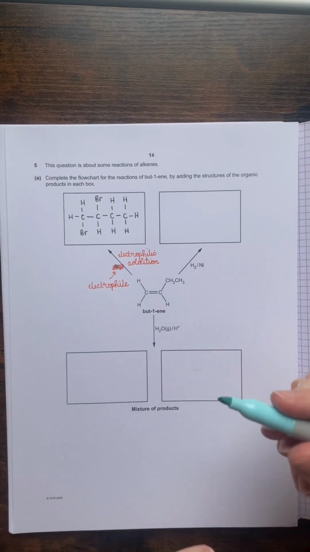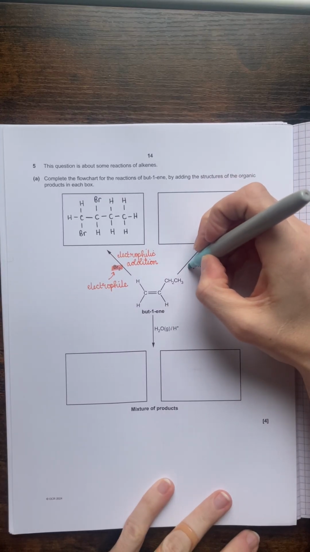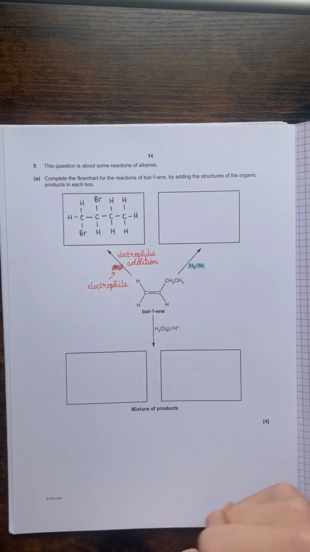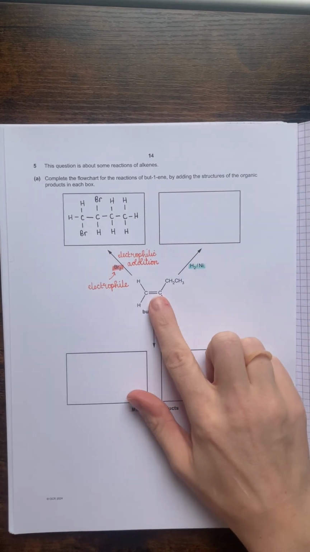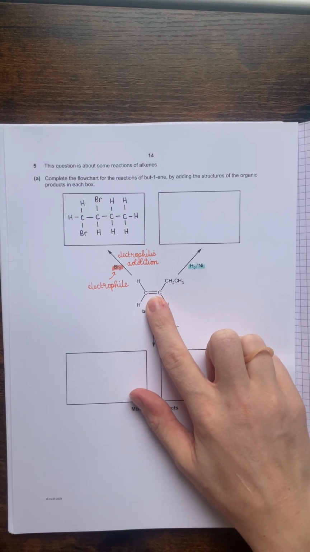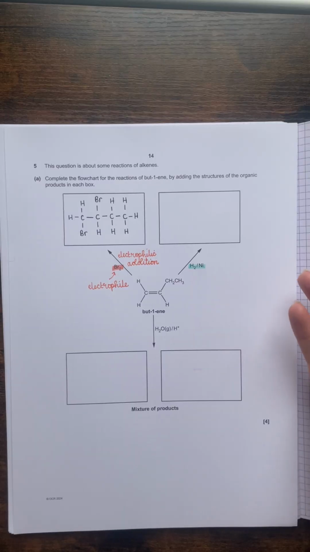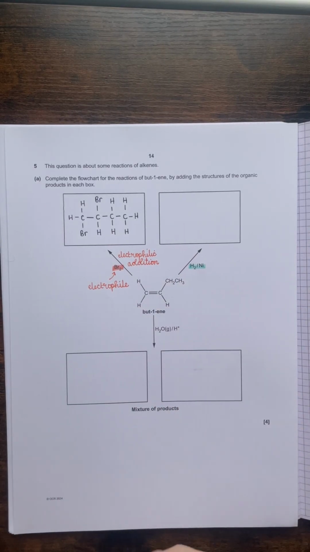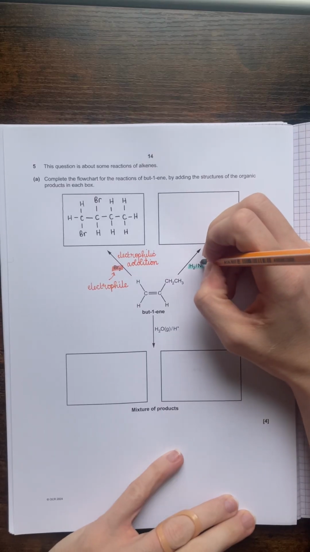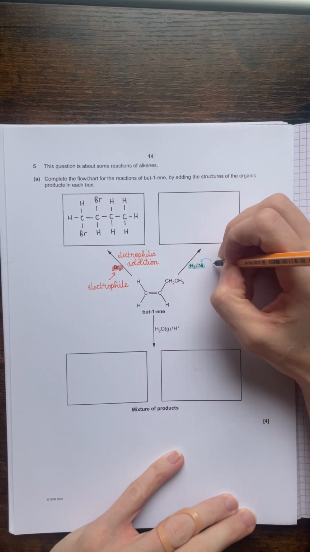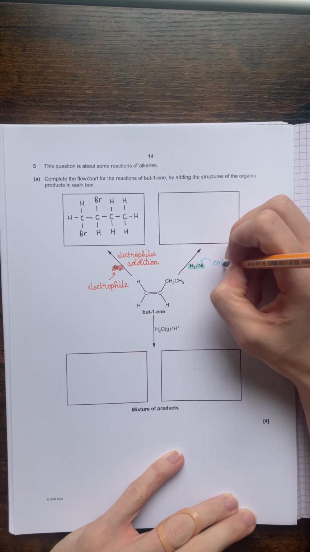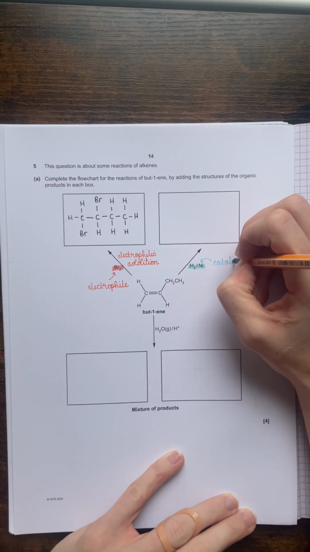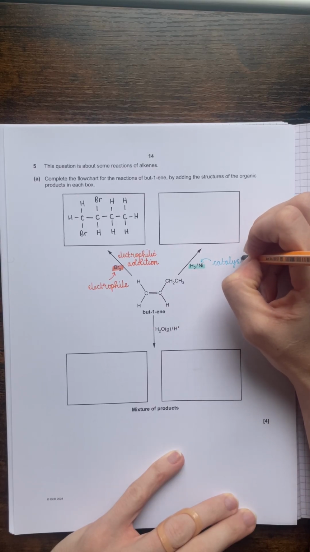Second reaction involving hydrogen and nickel is we're going to be opening up the carbon-carbon double bond and turning it into an alkane. So we're going to make butane. The hydrogen gas is the reagent, the nickel is the catalyst for this reaction, and it's going to provide the surface on which this reaction is going to take place.